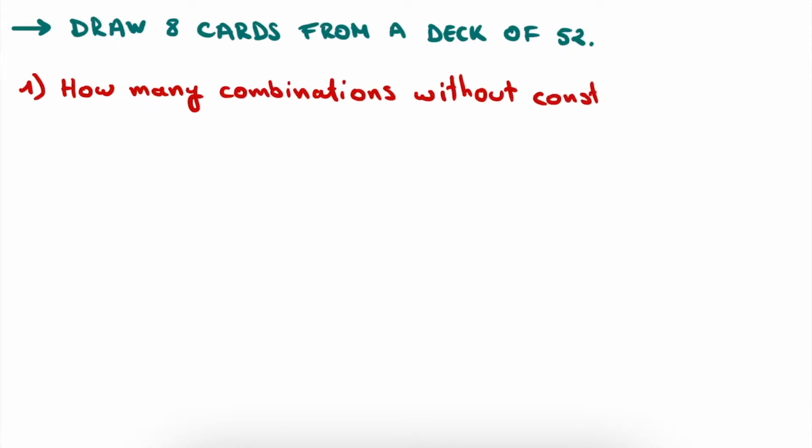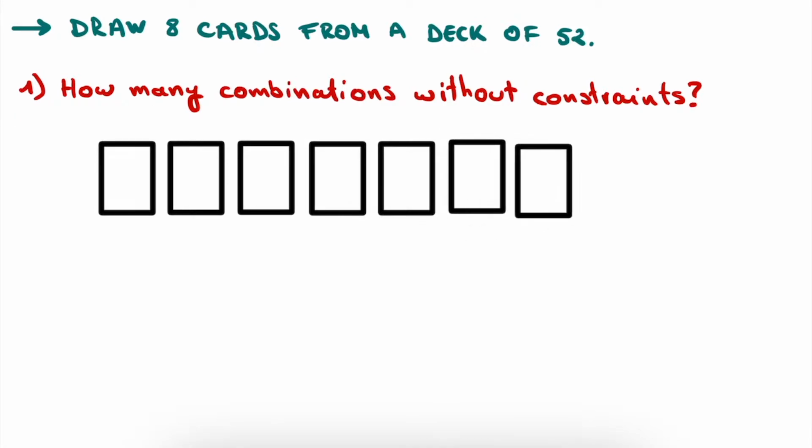But before we get to these exercises, let's first, as a warm-up exercise and a recap of the previous video, calculate the number of ways in which these 8 cards can be drawn without any constraints. So basically calculating the number of combinations in which we can draw 8 random cards from a deck of 52 cards. And to approach this problem in a more visual and tangible way, let's first draw our 8 cards.